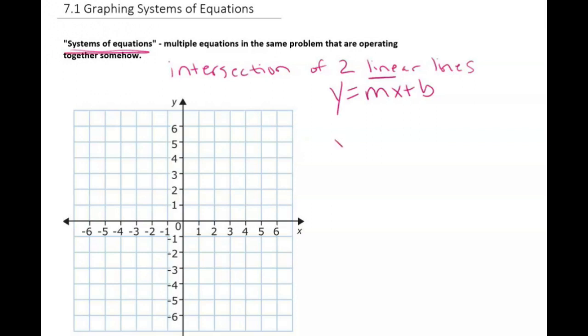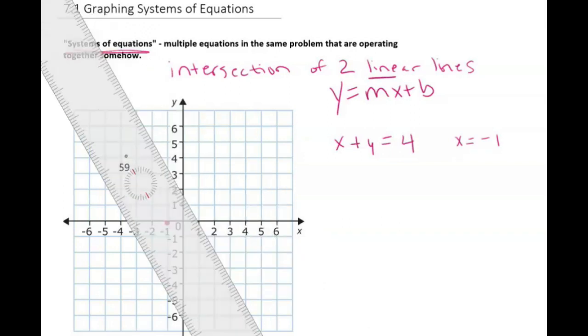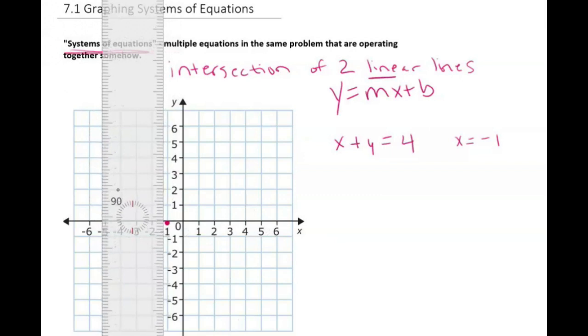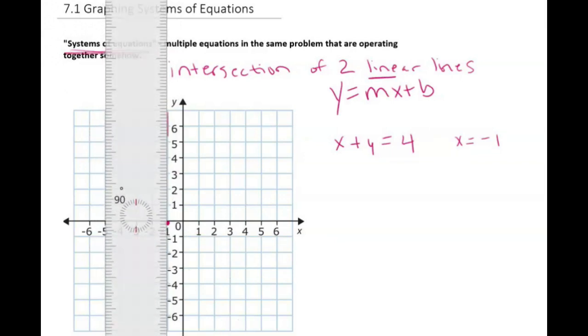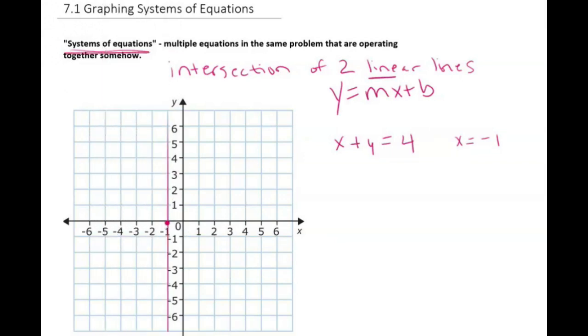So without further ado, what if we have x plus y equals 4, and then we have the line x equals -1? Well, the second equation is pretty darn easy, right? So it's the line that goes through the point x equals -1. So there we have our second line. And now we just have to work with the first.